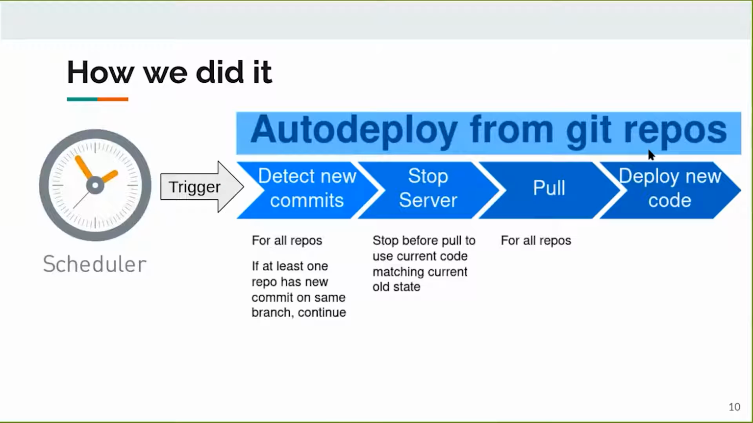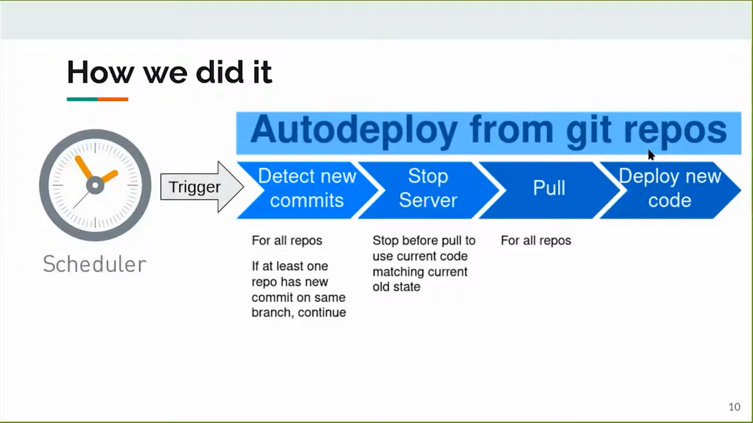So how did we do it? How does our auto deploy work? It's actually pretty simple and pretty generic to all the projects as well. So I'm confident that you can take this talk and the code that I will show later to apply to your projects as well. We basically have a scheduler that will trigger this pipeline.